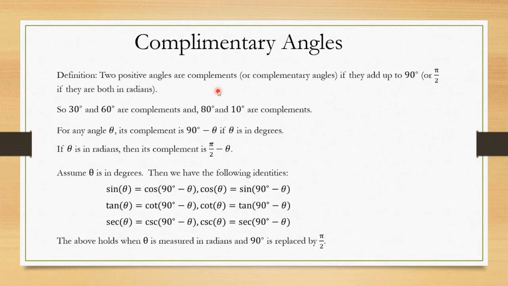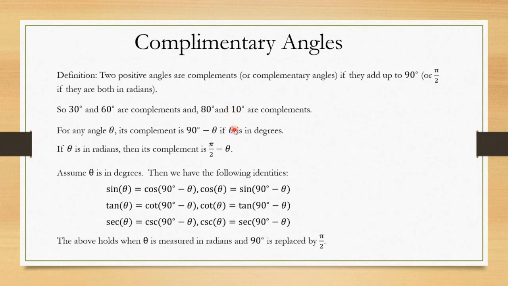So for instance, if you look at 30 degrees and 60 degrees, they're complements of each other. If you add 60 and 30 degrees, you get 90 degrees, and they're both positive. We also have 80 degrees and 10 degrees. Those are also complements of each other.